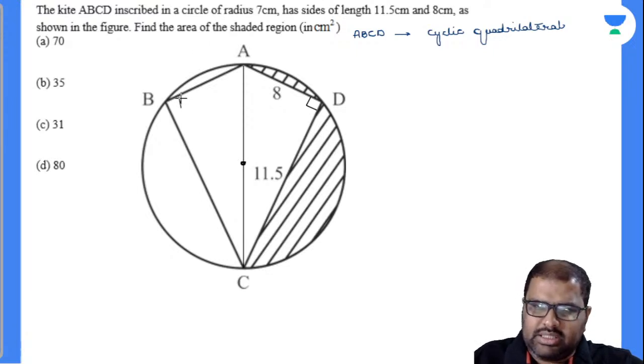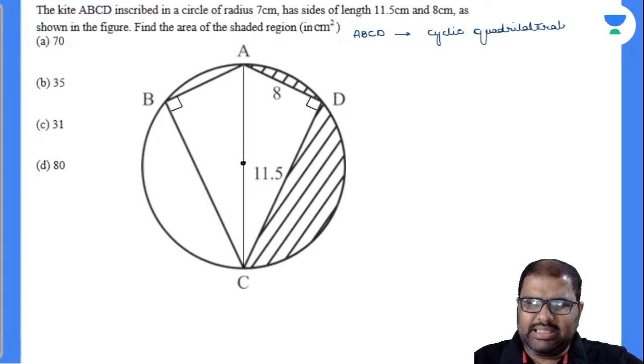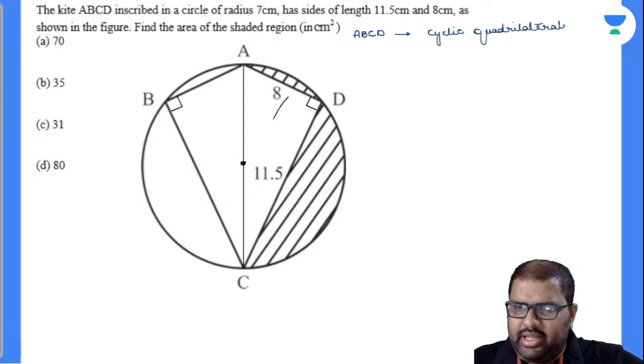LHS is equal to RHS, right? Am I right or wrong? Please let me know, yes or no. Yes, perfectly done. By this I can easily solve it now. Now find out the area of this triangle.